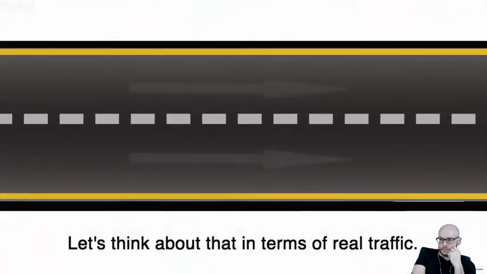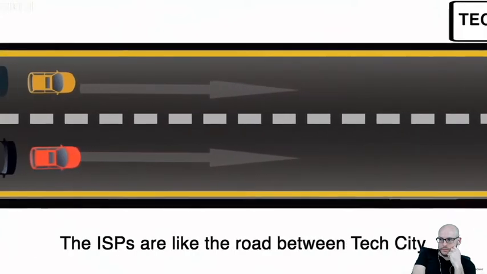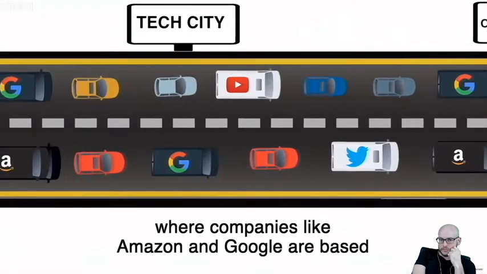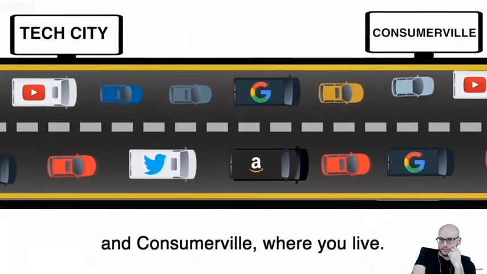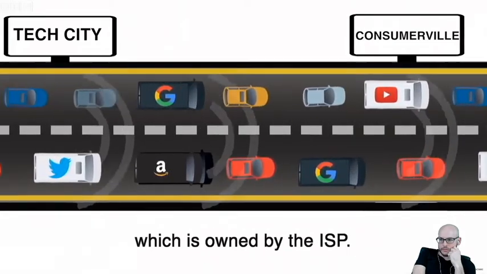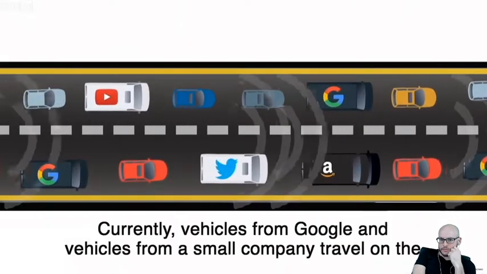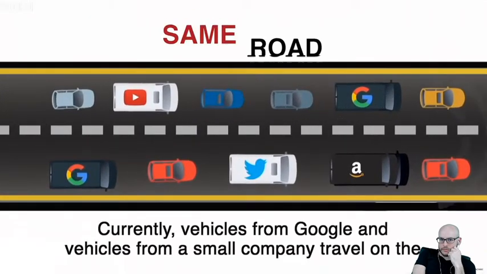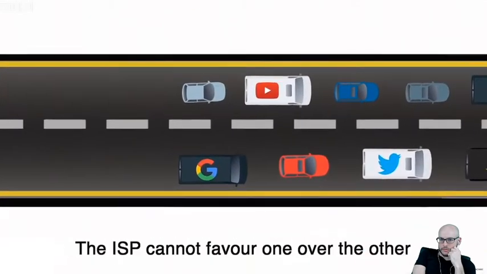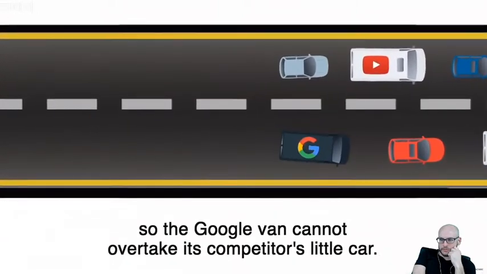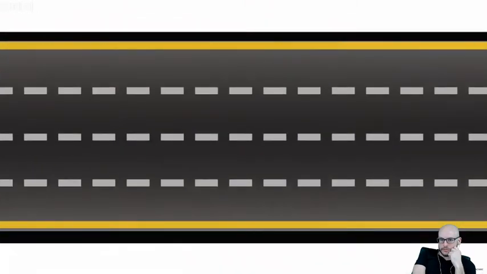Let's think about that in terms of real traffic. The ISPs are like the road between Tech City, where companies like Amazon and Google are based, and Consumerville, where you live. These companies have to send information along the road, which is owned by the ISP. Currently, vehicles from Google and vehicles from a small company travel on the same road at the same speed. The ISP cannot favor one over the other, so the Google van cannot overtake its competitor's little car.